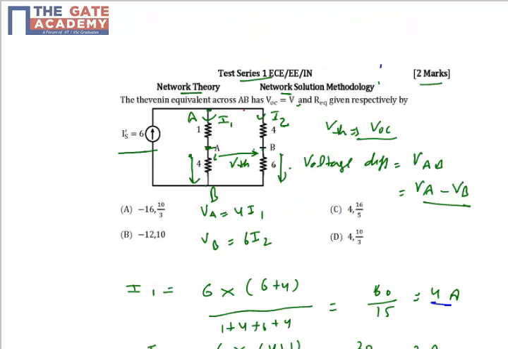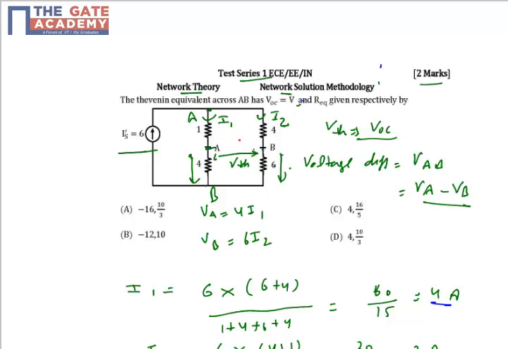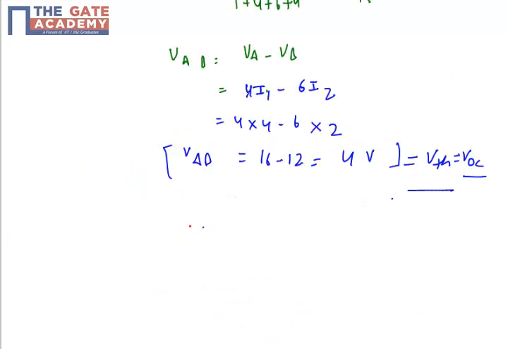Next is the RTH. Now you need to calculate R equivalent across A and B. How can you calculate R equivalent? For the calculation of the R equivalent, the rules are simple. Thevenin theorem says that for the calculation of the R equivalent, always open circuit the current source, and calculate the R equivalent across the points. So open circuit the current source.